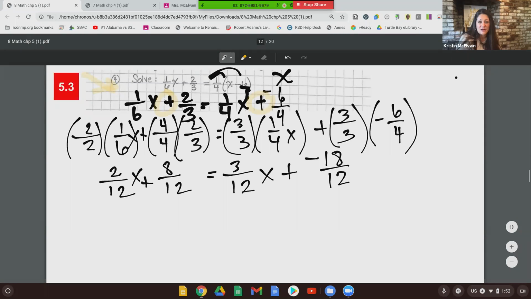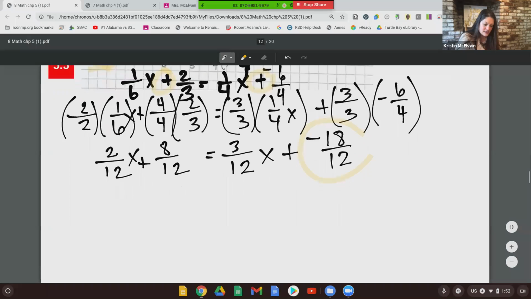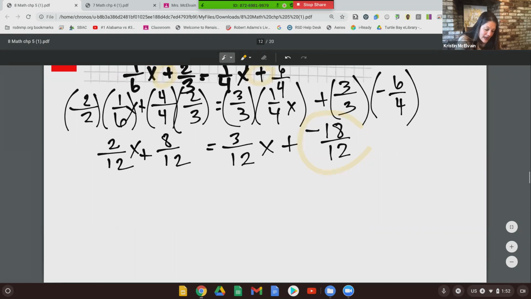So now we need to solve for x. Let's first add the opposite. Let's do this one. All right, so let's add, I'm going to scooch this up here. So I'm going to add 18/12 to both sides. And I'm going to put it under this one, plus 18/12. Whoops.